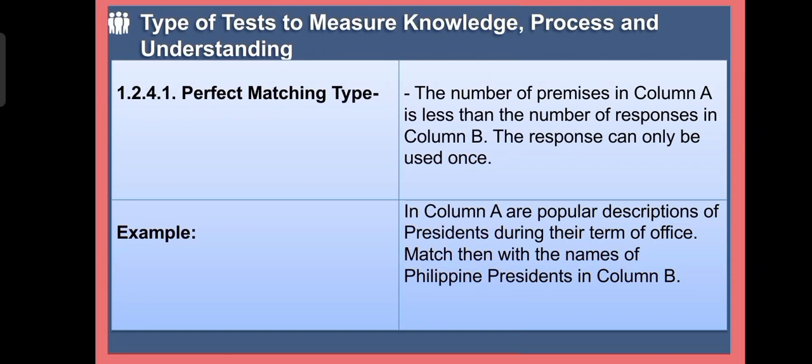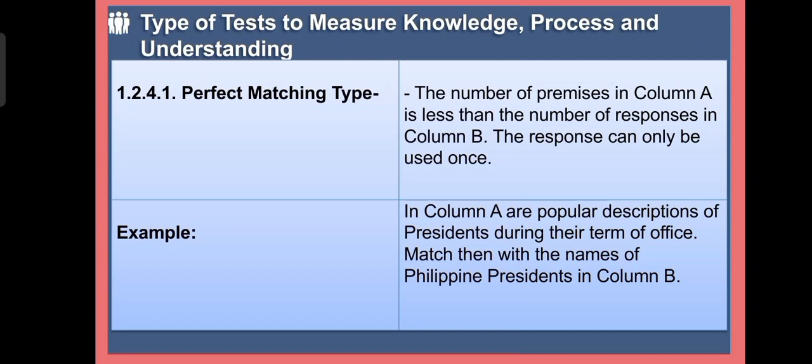Column A, premise. 1. Ramon Magsaysay. 2. Carlos P. Garcia. 3. Corazon Aquino. In column B, responses. A. Man of the masses. B. People power president. C. Filipino first policy. D. Champion of first land reform law.